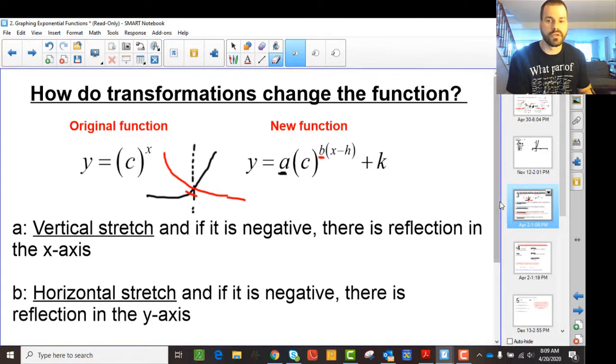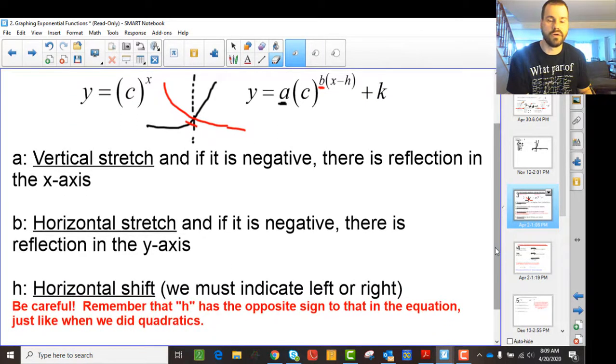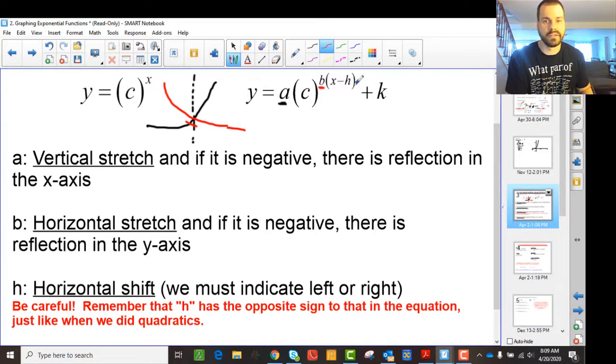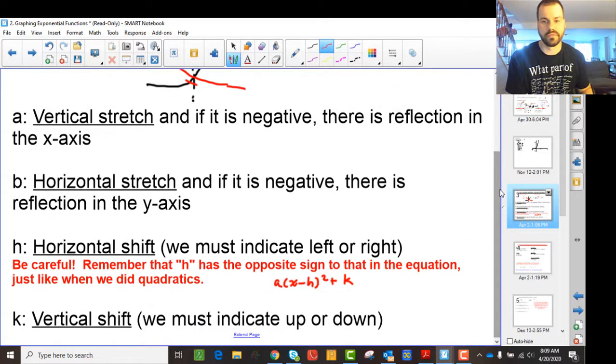h is a horizontal shift. All it does is move the graph left or right. I've got a note here to remember that h is the opposite sign to that in the equation, because it's x minus h. It's the same thing as quadratics. When you did quadratics, you would have done something of this form in the vertex form of your quadratic equation. So it's very similar. The h moves things left and right, and then the k value moves things up and down. It's your vertical shift.